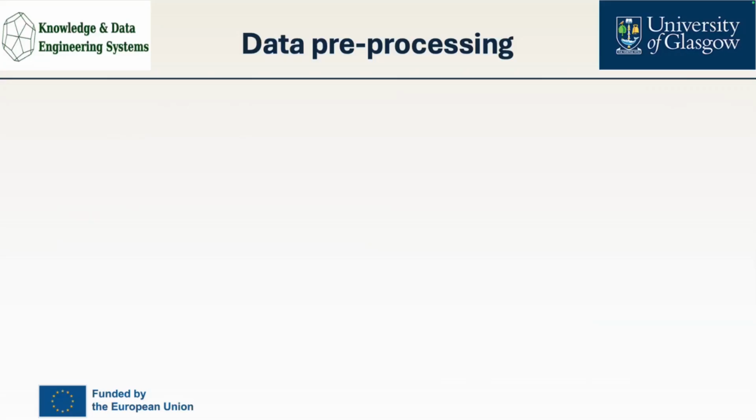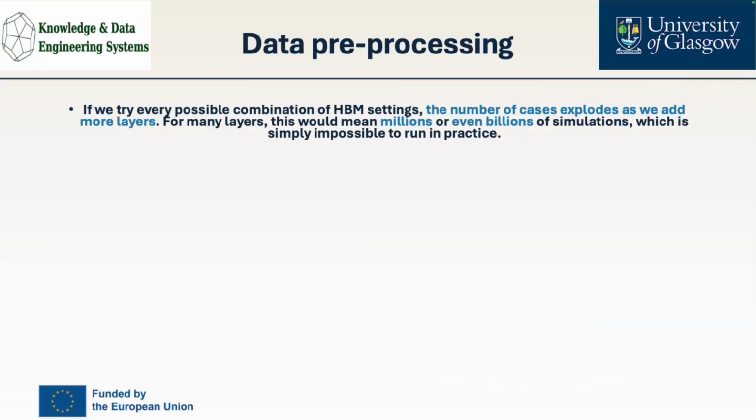For the data processing, we will have two kinds: data processing for the simulation itself and data processing for the neural network. For the simulation, when we talk about all the possible combinations of high bandwidth memory structures, the number of cases explodes as we add more layers. The number of combinations can reach millions or even billions of simulations, which is impossible to simulate.